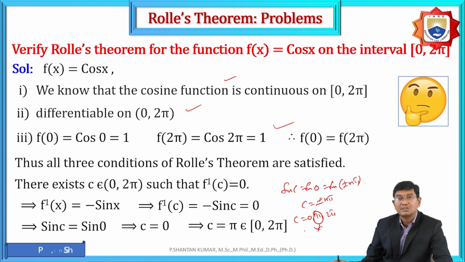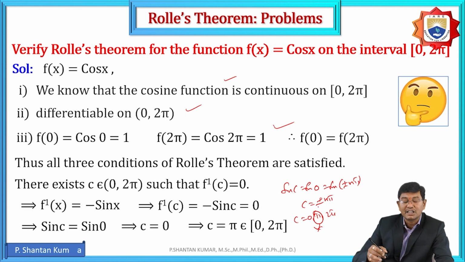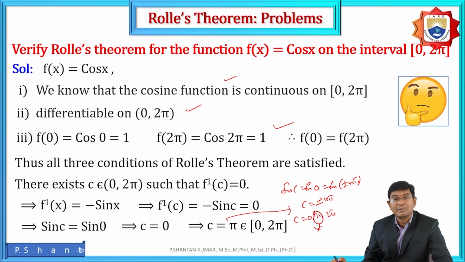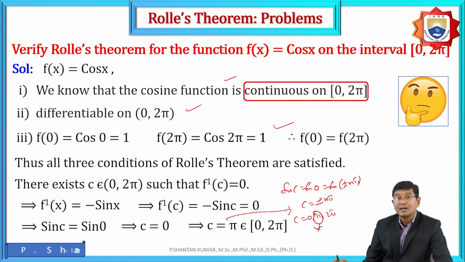Therefore, based upon this, that is the meaning here, for understanding purposes: c is equal to pi, based upon the general value. It is between 0 and 2 pi, where the value is satisfied. Therefore, the Rolle's theorem is verified.